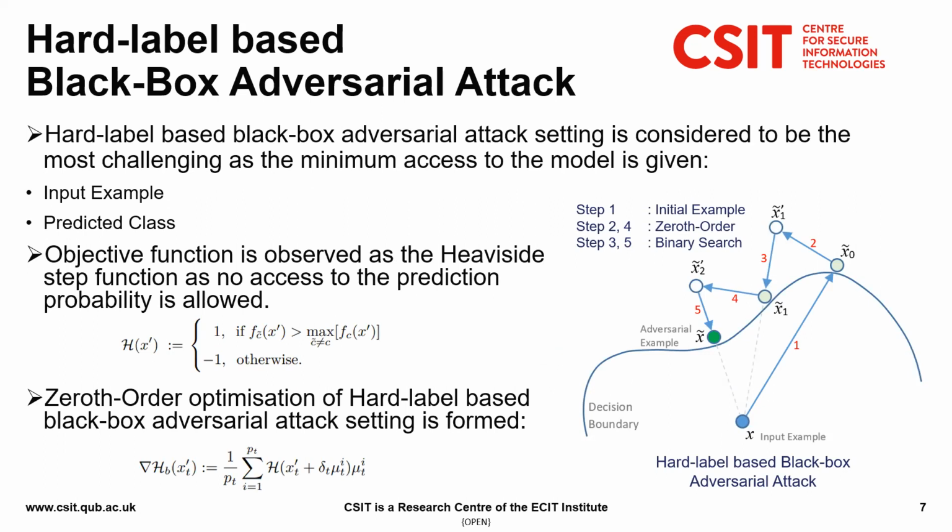Hard label-based black box adversarial attack setting is considered to be the most challenging as minimum access to the model is given, such as input example and predicted class. The objective function is observed as the Heaviside step function as no access to the prediction probability is allowed. So the zeroth-order optimization of the hard label-based black box adversarial attack setting is formed differently from the soft label-based adversarial attack setting.